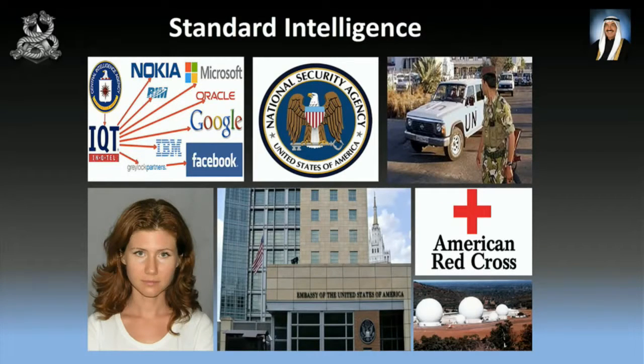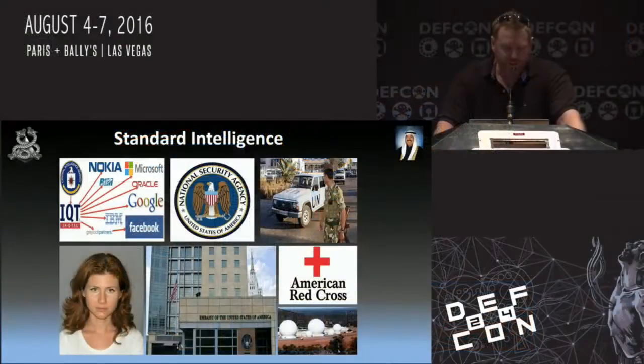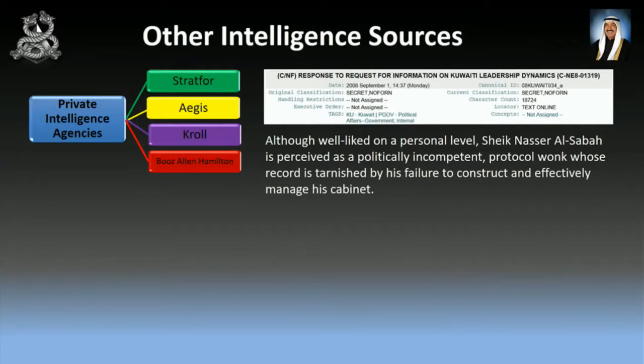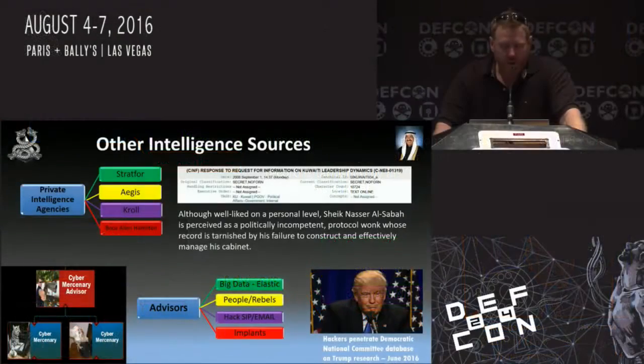So this is the standard intelligence that mercenaries or militaries will use. You guys probably will know this sort of stuff, like the NSA and also embassies, spies, and Five Eyes. What can we use? So we can use private intelligence agencies, WikiLeaks, for example. And I don't know if you guys can read that, but what they referred to Sheikh Nasser Al-Sabah is perceived as politically incompetent protocol wonk, whose record is tarnished by his failure to construct and effectively manage his cabinet. But I believe the best intelligence is the one you hack yourself, and I want to hack all the government to find out what he's up to.